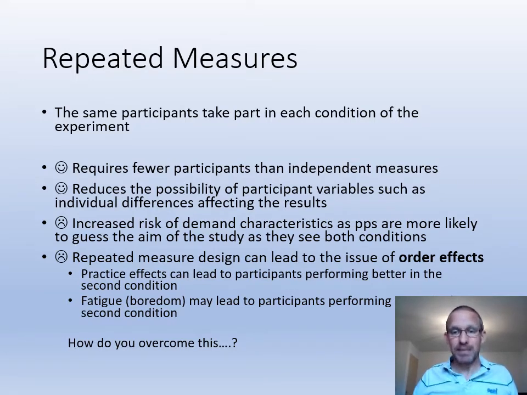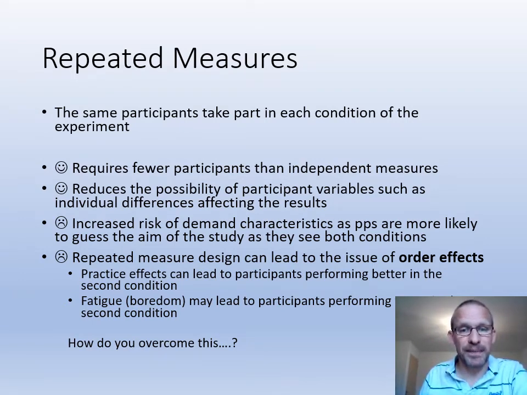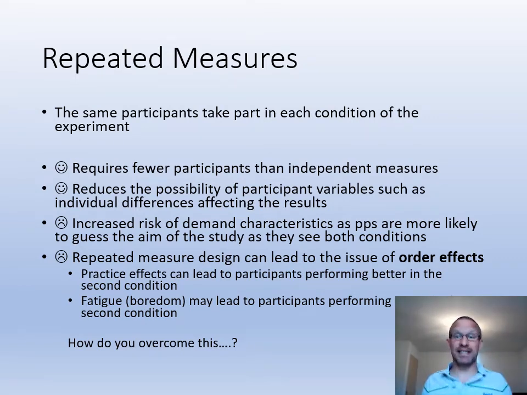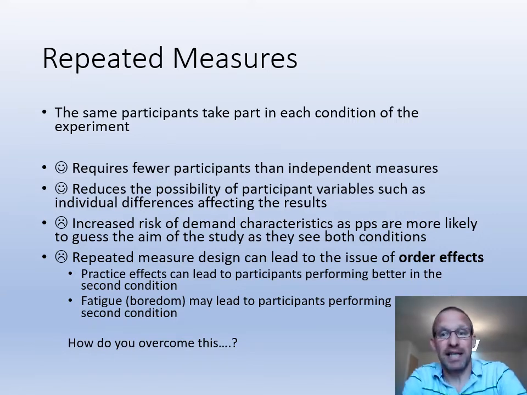Repeated measures, you've got the same people in each one, so that reduces or takes away that risk. However, while that's hugely beneficial, there are significant issues as well. First of all, if participants see both conditions, then there's a risk of demand characteristics. There's a risk they might guess the aim of the study. If they do that, then you're on dodgy ground. You can get people doing what they feel they should be doing rather than acting naturally.